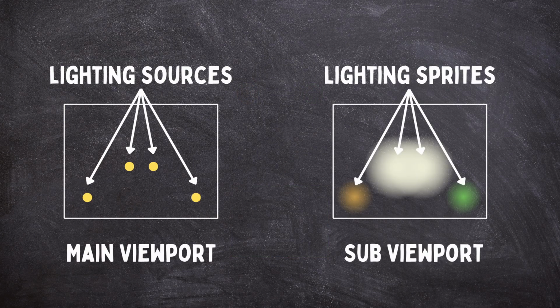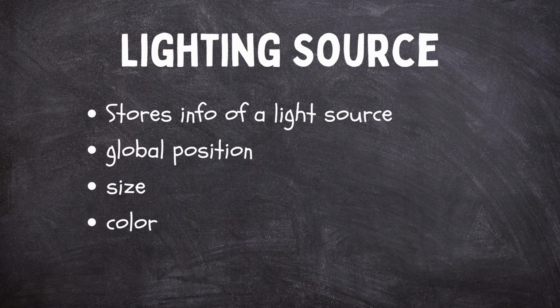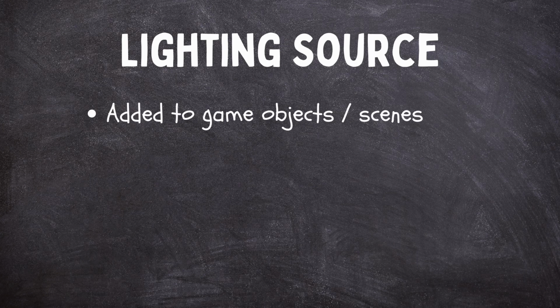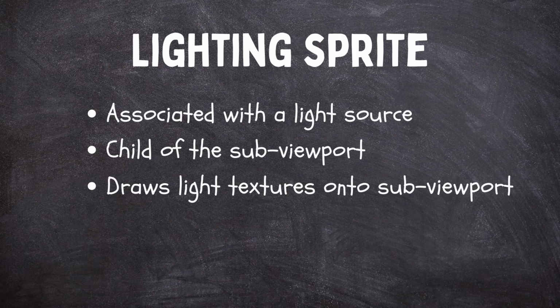To generate the lighting texture in the sub-viewport, I use lighting sources and lighting sprites. Each lighting source contains information about a light source, including global position, size, color, and intensity. It can be added to any game object that emits light. Each lighting source is associated with a lighting sprite, which is a Sprite 2D node that's a child of the sub-viewport. Lighting sprites are responsible for drawing light textures onto the sub-viewport using information from its lighting source.